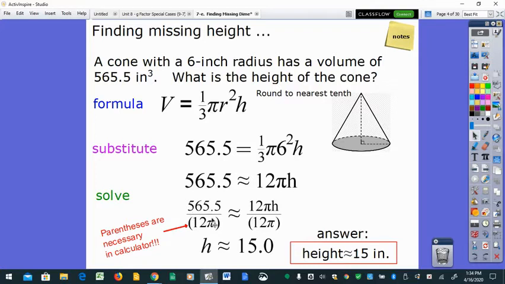So we're going to pick up our calculator. We're going to take 565.5 and divide it by parenthesis 12 times pi end parenthesis.